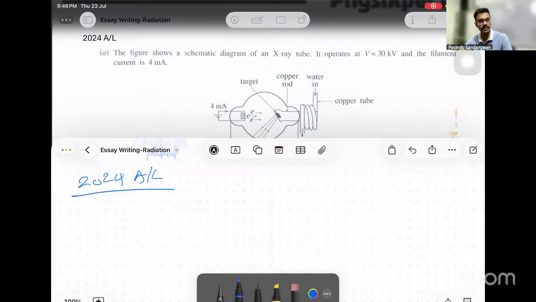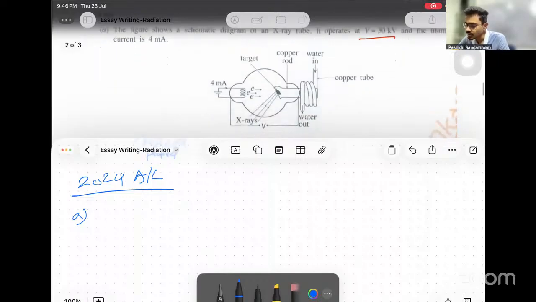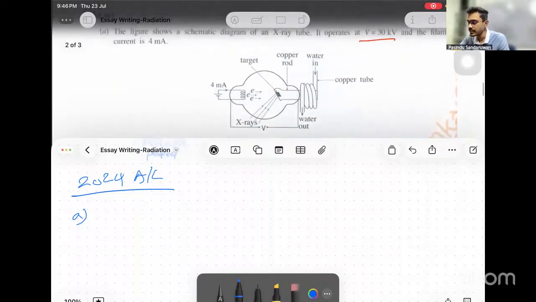X-ray production. I will recall again how this production goes with the question as we are moving through, right? Let's see. The figure shows a schematic diagram of an X-ray tube. It operates at V 30 kilovolts, and the filament current is 4 milliamperes. Now, I'll quickly explain how this X-ray production happens, right?